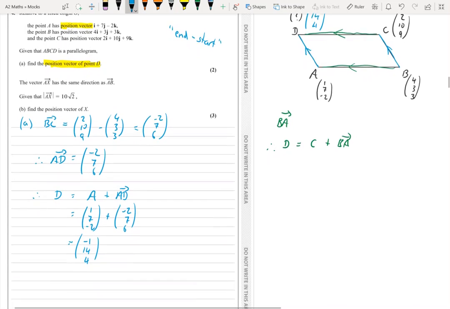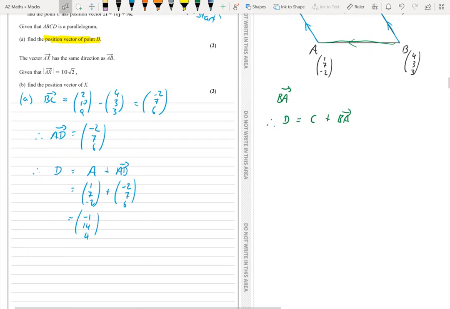Don't read part B directly because there's a bit of information before we get to the question part B. The vector AX has the same direction as AB. The same direction, in vectors, means they're parallel vectors. It means it's just a multiple of, it's a stretch. So AX is a multiple of AB. Let's put a note there, multiple of. And we know AB. We found that out earlier, didn't we? Oh no, we didn't, but we can do that. Given that the magnitude of AX is 10 root 2, find X.